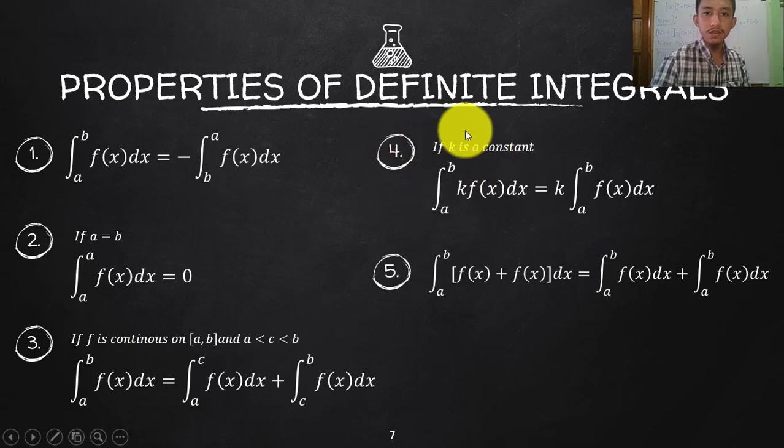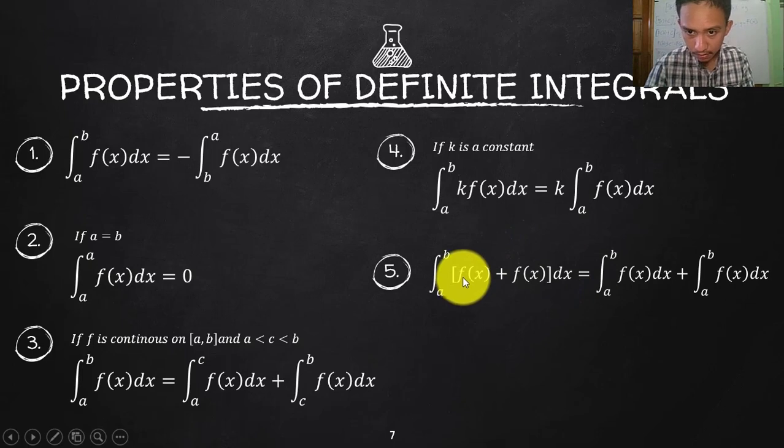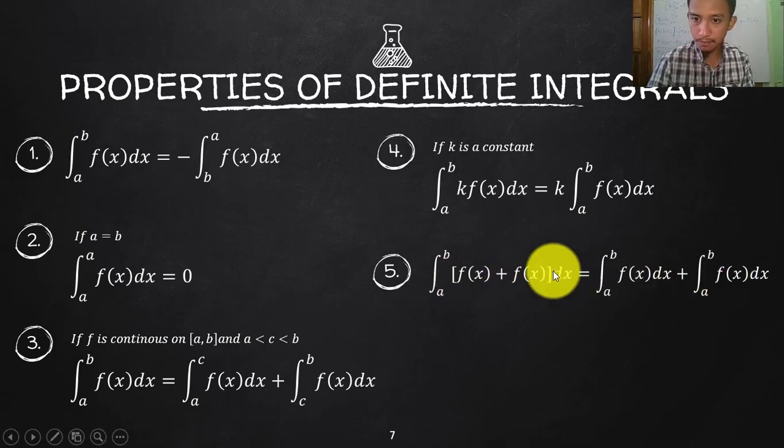And here is your number 4, if k is a constant. Okay, if k is a constant, that is just like your, what do you call this one? This is actually a property of your indefinite integral. So bring that outside, and deal with the integration of the function. Okay, and same thing here. If you have two different functions, f of x, that should be g of x. Okay, so let's just change that one.